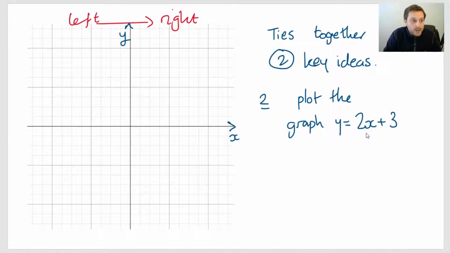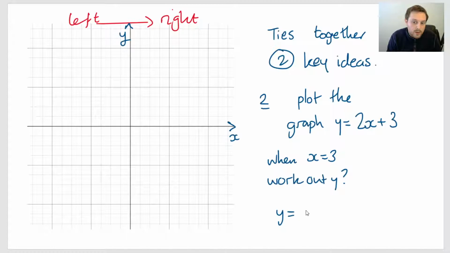Now you're all quite good and confident with formulas. If I said, here's a formula, y equals 2x add 3, when x equals 3, can you work out y? Well, when x is 3, you do 2 times 3 and then add 3, which is 6 add 3, which is 9. You could also be asked, when x is 7, what's y? Well, 2 times 7 is 14, and then add 3 is 17.